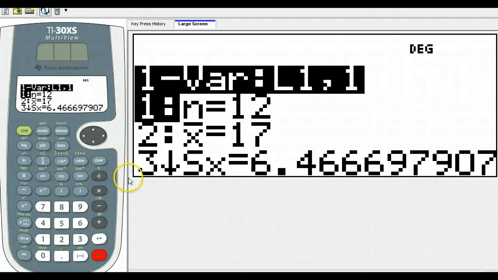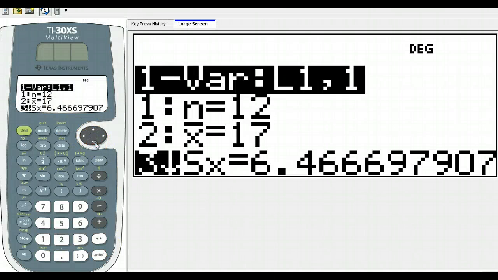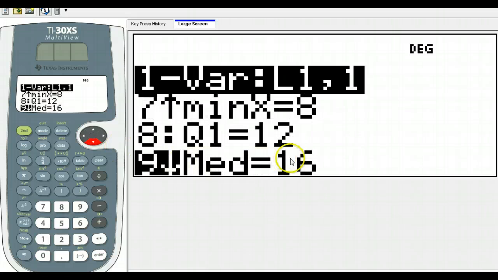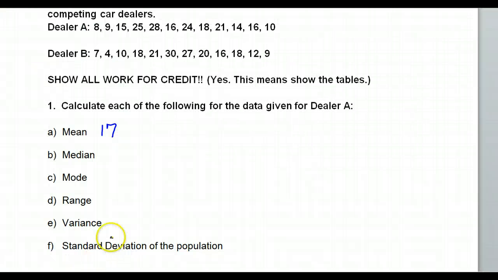How about the median? Oh, yeah, we can find that. No problem. Item 9 is the median. The median number of cars sold was 16.